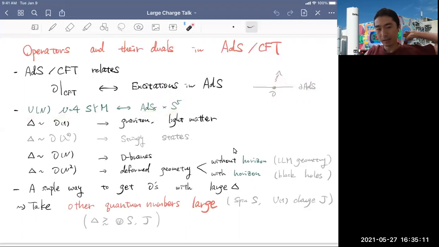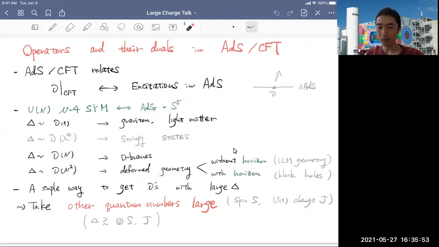The important point is that in holography, depending on the size of the dimension of the operator, the dual excitations are different. For example, if you consider an operator with dimension of order 1, it is going to be dual to a graviton or light matter fields. Whereas if you consider an operator with dimension of order N, where N is the rank of the gauge group, it is going to be dual to D-branes. And finally, if you consider an operator with dimension of order N squared, it is heavy enough to deform the geometry. So you no longer have AdS5 times S5 spacetime, but some deformed geometry.